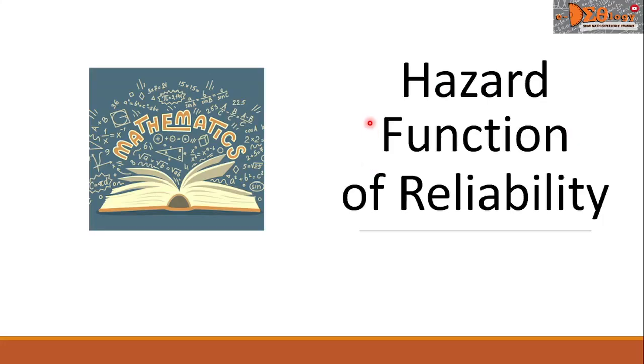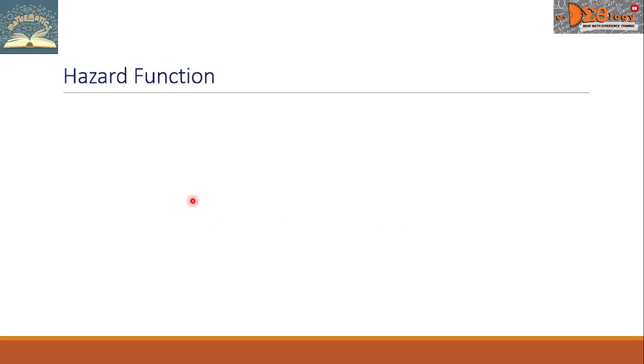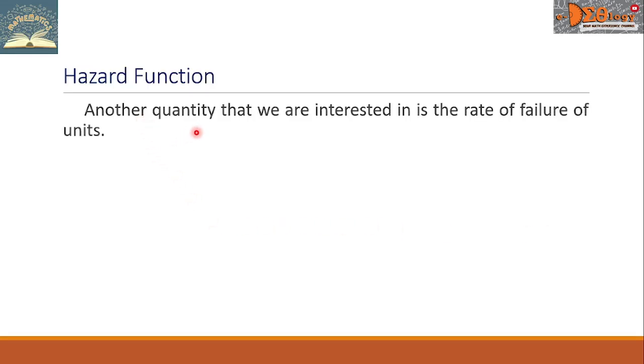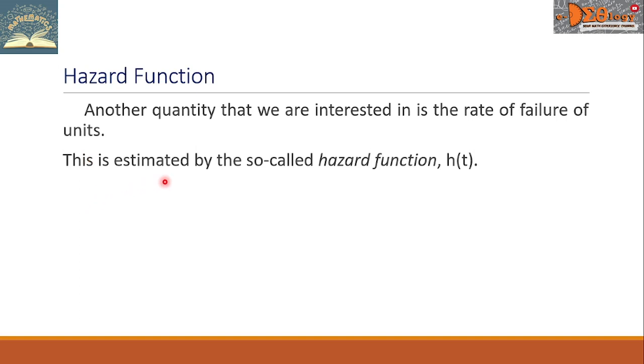Hi everyone. Today we're going to study the hazard function of reliability. Another quantity that we are interested in is the rate of failure of units. This is estimated by the so-called hazard function, denoted by h of t.